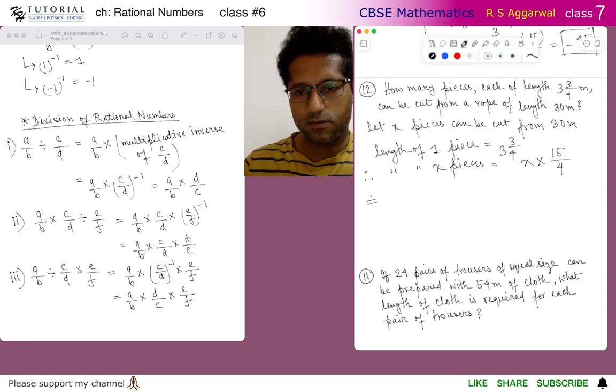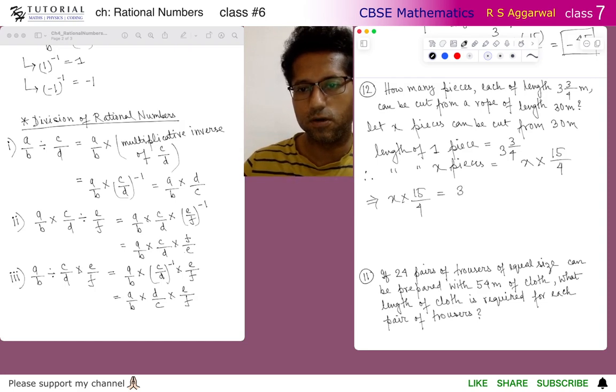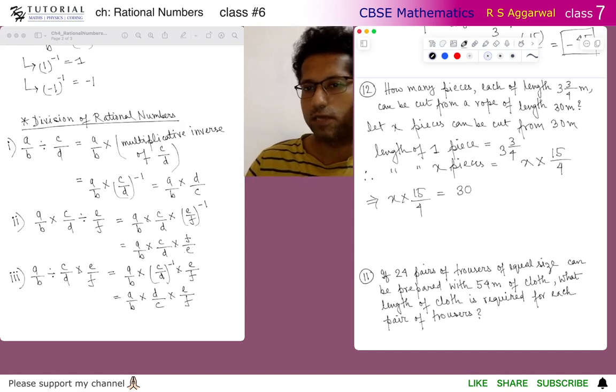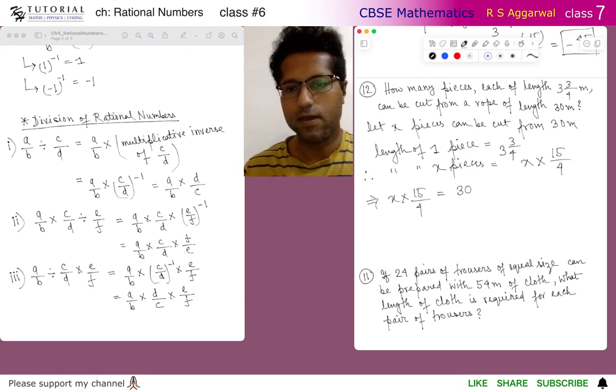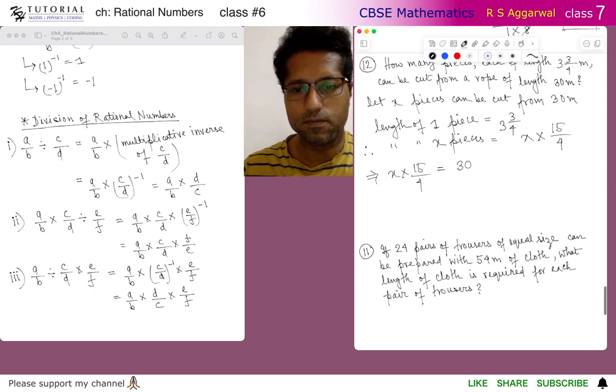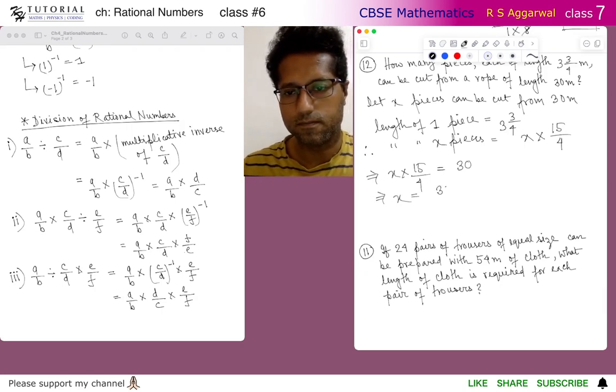This implies that x into 15 by 4 equals 30, because we have assumed that x pieces can be cut from 30 meter. So length of one piece is 15 by 4. So length of x pieces is x into 15 by 4. That should be 30 meter. So we have x into 15 by 4 is 30. This implies x equals 30 divided by 15 by 4.